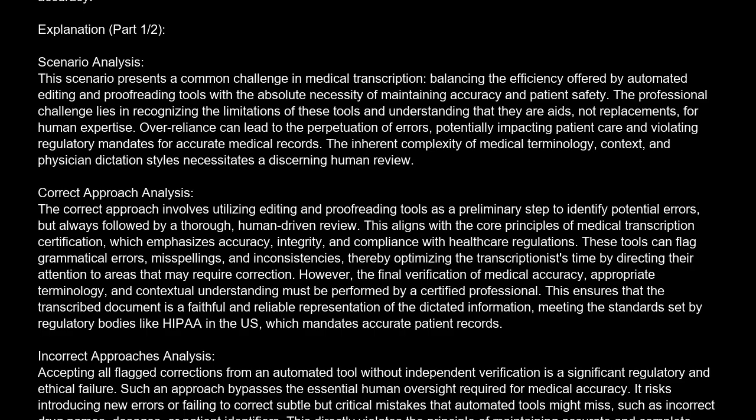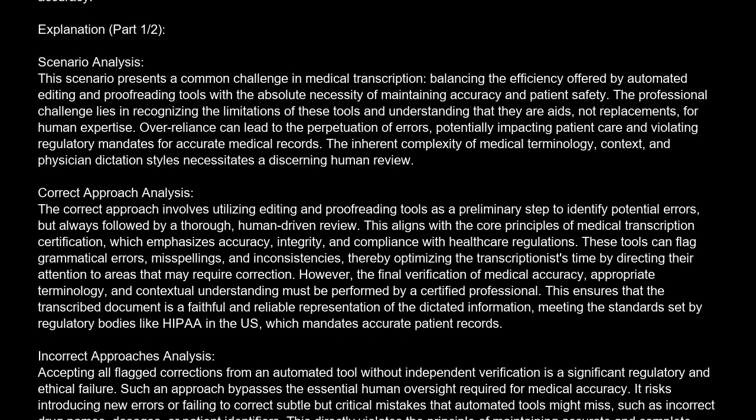These tools can flag grammatical errors, misspellings, and inconsistencies, thereby optimizing the transcriptionist's time by directing their attention to areas that may require correction. However, the final verification of medical accuracy, appropriate terminology, and contextual understanding must be performed by a certified professional. This ensures that the transcribed document is a faithful and reliable representation of the dictated information, meeting the standards set by regulatory bodies like HIPAA in the U.S., which mandates accurate patient records.